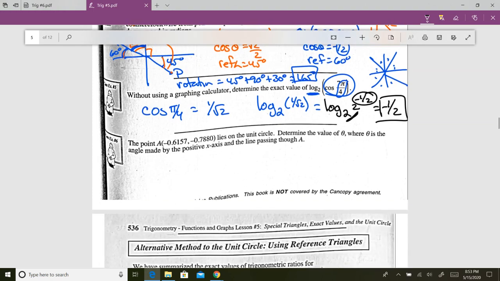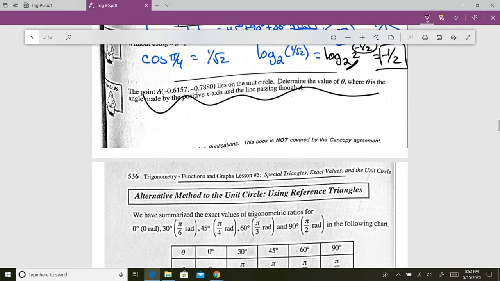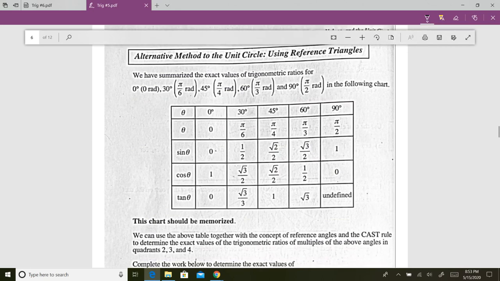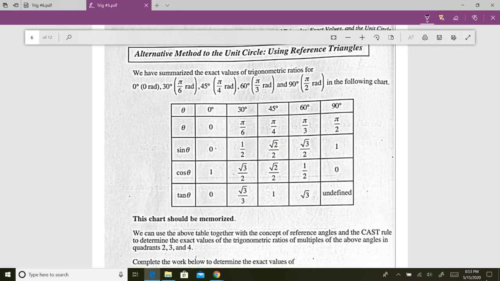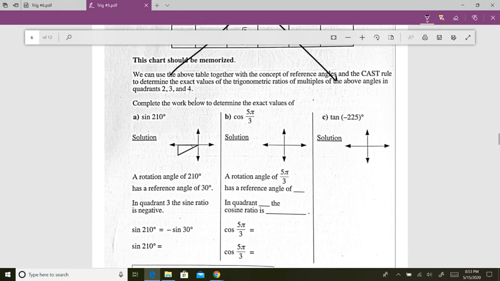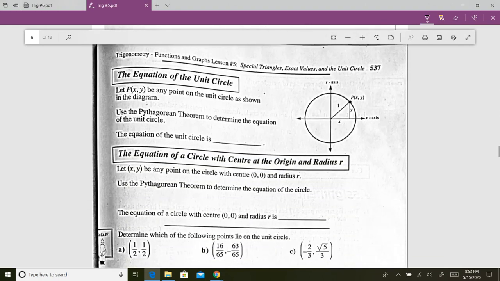Okay, we're not going to worry about that one. You don't need to memorize the chart. People just know the unit circle or the special triangles and waste time.